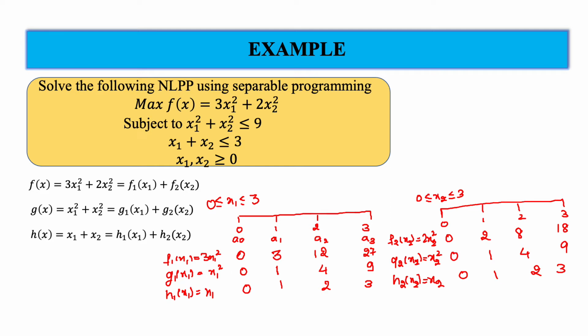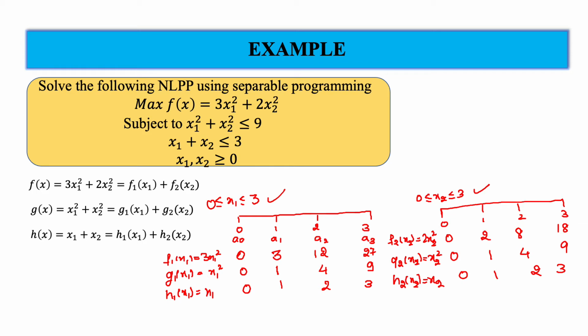Okay, so we first find the bound corresponding to all the variables involved in the problem, then fix the grid points for all the variables, and then find the x1, f1 x1, g1 x1, h1 x1 and so on. Similarly for the second variable. Now we will write the linear combination of this problem.